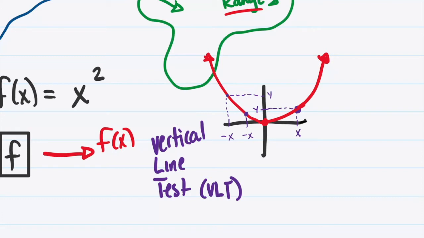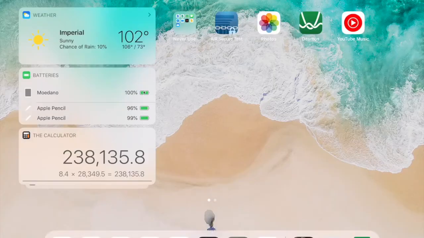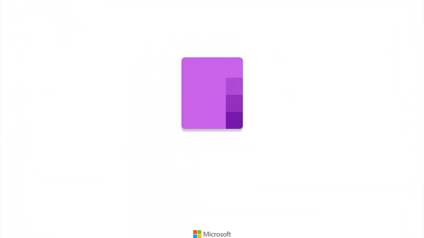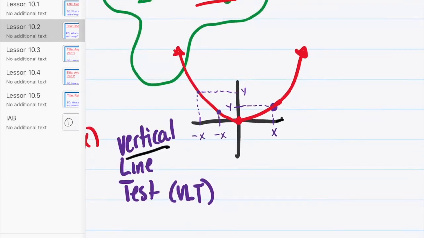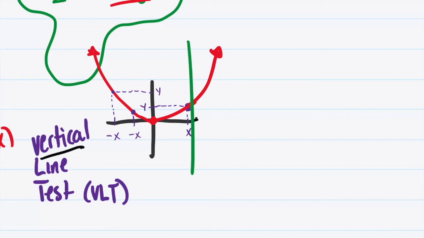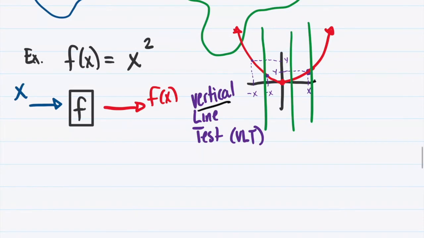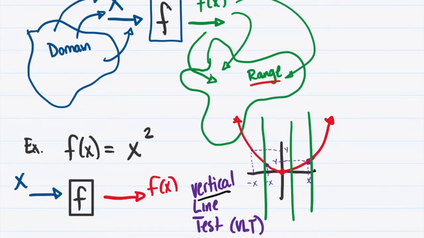So this is what is known as the vertical line test. The vertical line test says, if you draw a vertical line, and let's do it in green, you would get something along this line, something like that. And the vertical line test says, as long as you're only touching the graph once, you know it's a function. No matter where you go, as long as you're touching the graph once, it's a function.